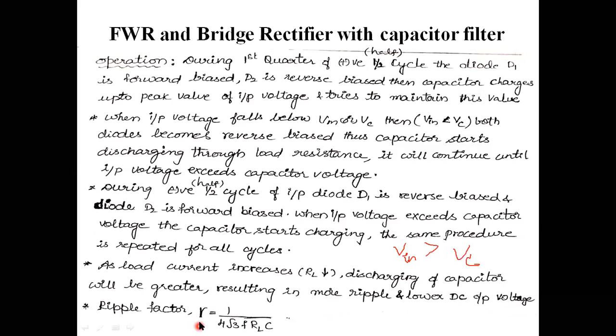And the ripple factor in the full wave rectifier is given by gamma equal to 1 by 4 root 3 f RLC. This is the formula for the ripple factor with respect to the full wave rectifier with the capacitor filter. This is the gamma term, the ripple factor term.